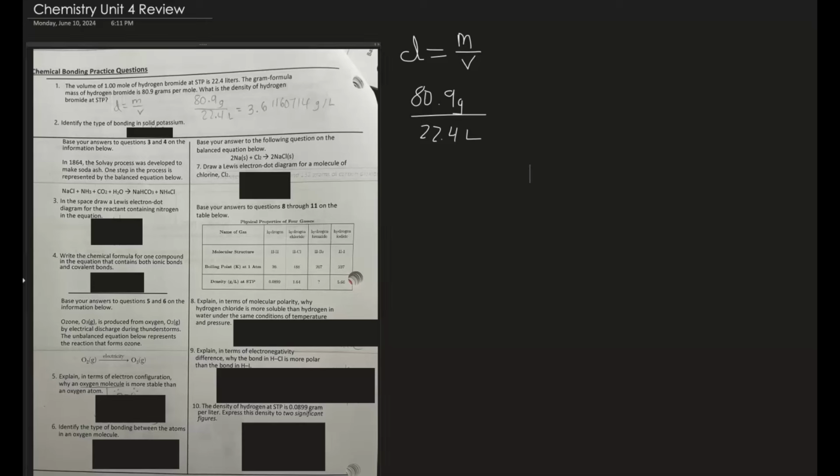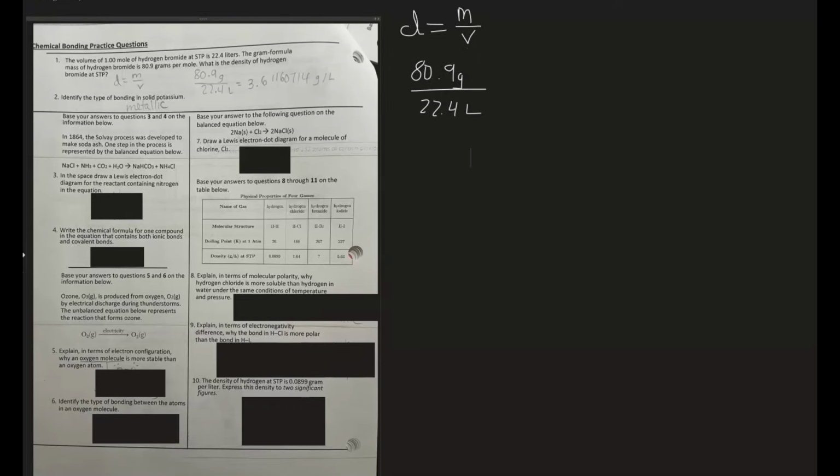Identify the type of bonding in solid potassium. So what is potassium? Potassium is a metal, right? So if there's bonding between 2 metals, that indicates that it's a metallic bond. All right, let's go on to number 3.